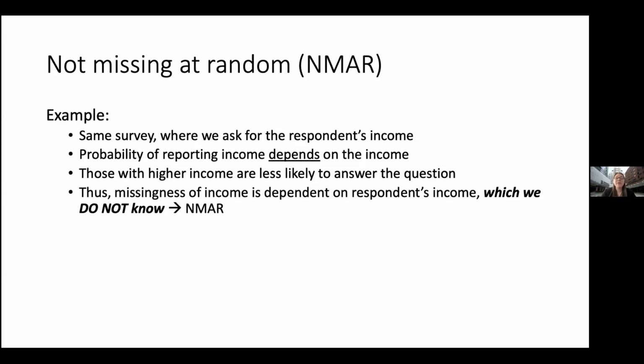So again, we have this survey, we've asked for respondents' income, and now the probability of reporting income depends on the income. So say those with a higher income are less likely to answer the question. So if we see something is missing, we can say then that the missingness is informative. It's telling us something. If the value is missing, it's most likely on the higher end of the scale, right? Missing is dependent on the respondent's income, which we don't know, and so this would be not missing at random data.